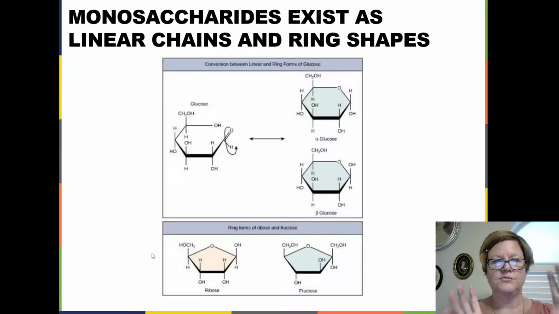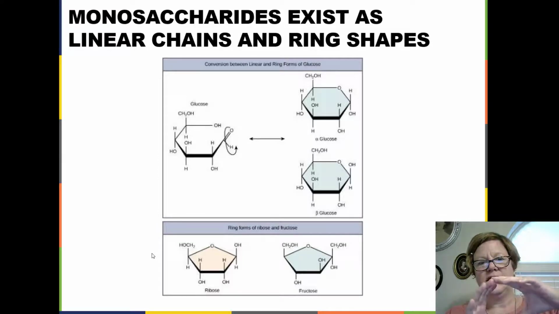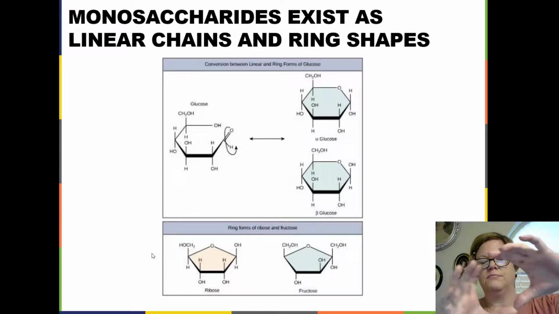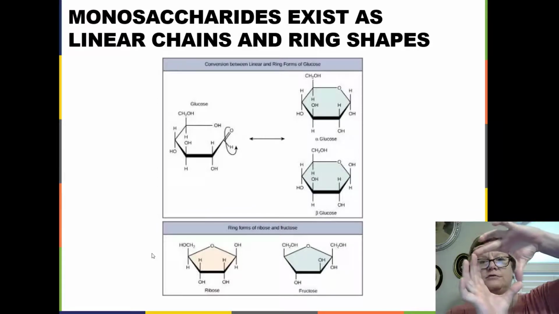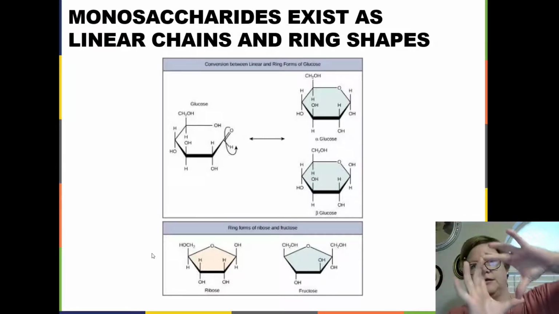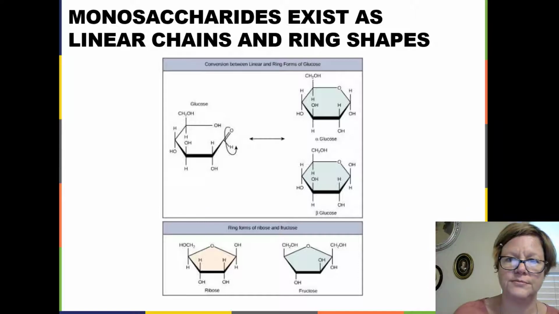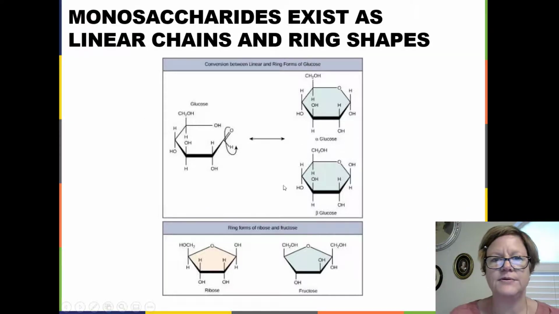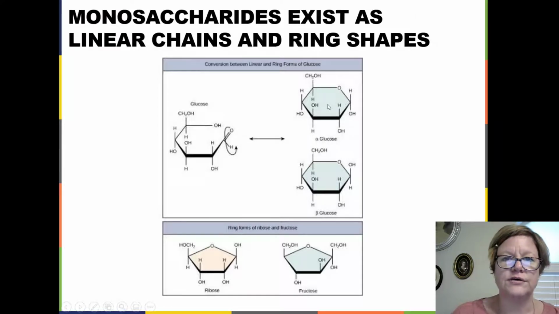What happens with glucose, and with all the sugars, is they can make another bond and close up. Instead of being a linear shape, they can close up and form this ring shape. So the ring shape is going to be the more significant shape that we're going to be seeing when we look at glucose.